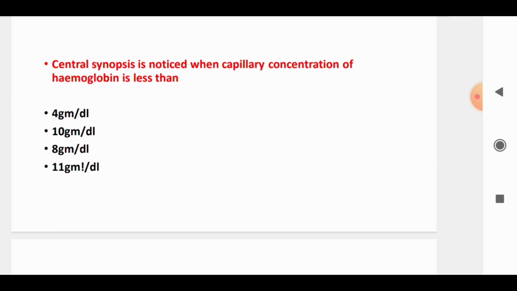Central cyanosis is noticed when capillary concentration of hemoglobin is less than: 4 gram per deciliter, 10 gram per deciliter, 8 gram per deciliter, 11 gram per deciliter. Right answer is 4 gram per deciliter. Central cyanosis is noticed when capillary concentration of hemoglobin is less than 4 gram per deciliter.